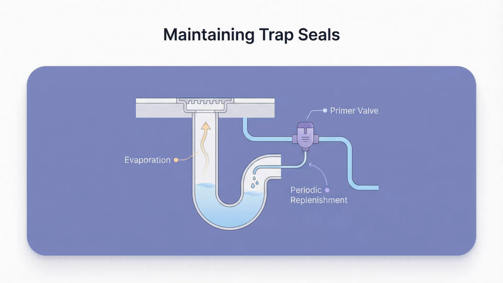Now, traps only work if they have water in them. If a floor drain sits unused, the water evaporates and the seal breaks. In a house, you can just dump a bucket of water in occasionally. But in commercial systems, or where there are pressure differences, we use trap seal primers, little devices that automatically drip water into the trap to keep that seal full.